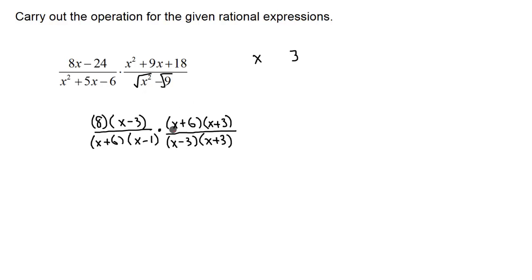Okay, so now what cancels out? It looks like I have an x plus 3 on top and on bottom, so we could get rid of that. I also have an x minus 3 on top and on bottom, so I get rid of that. And then also an x plus 6 and this x plus 6, so that cancels out. And all we're left with is an 8 on top and an x minus 1 on bottom. So this is going to be my final answer, with the exception that my x value cannot equal a positive 1, because that would give us 0 in the denominator.